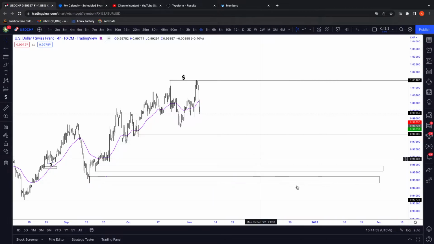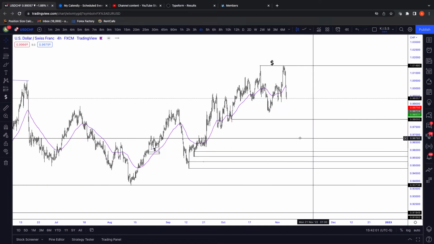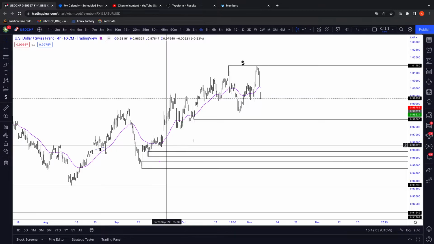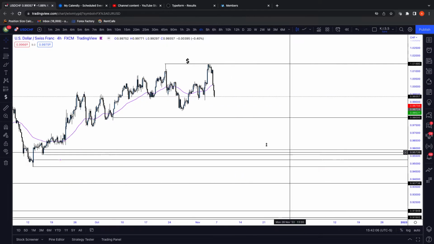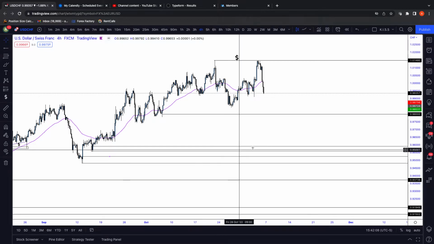Apologies if I sound off, I'm a little sick, a little stuffy, but looking to get further discounted here on USD Swiss franc, right? And then we can have nice swing opportunity into these equal highs.